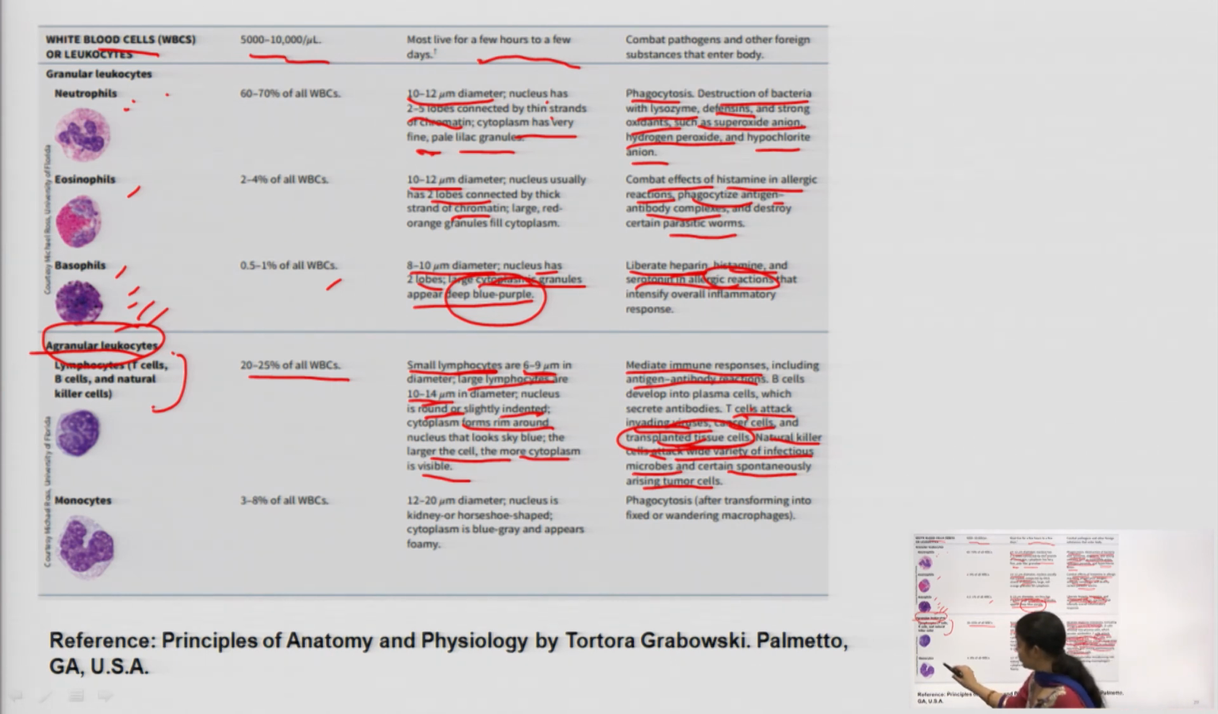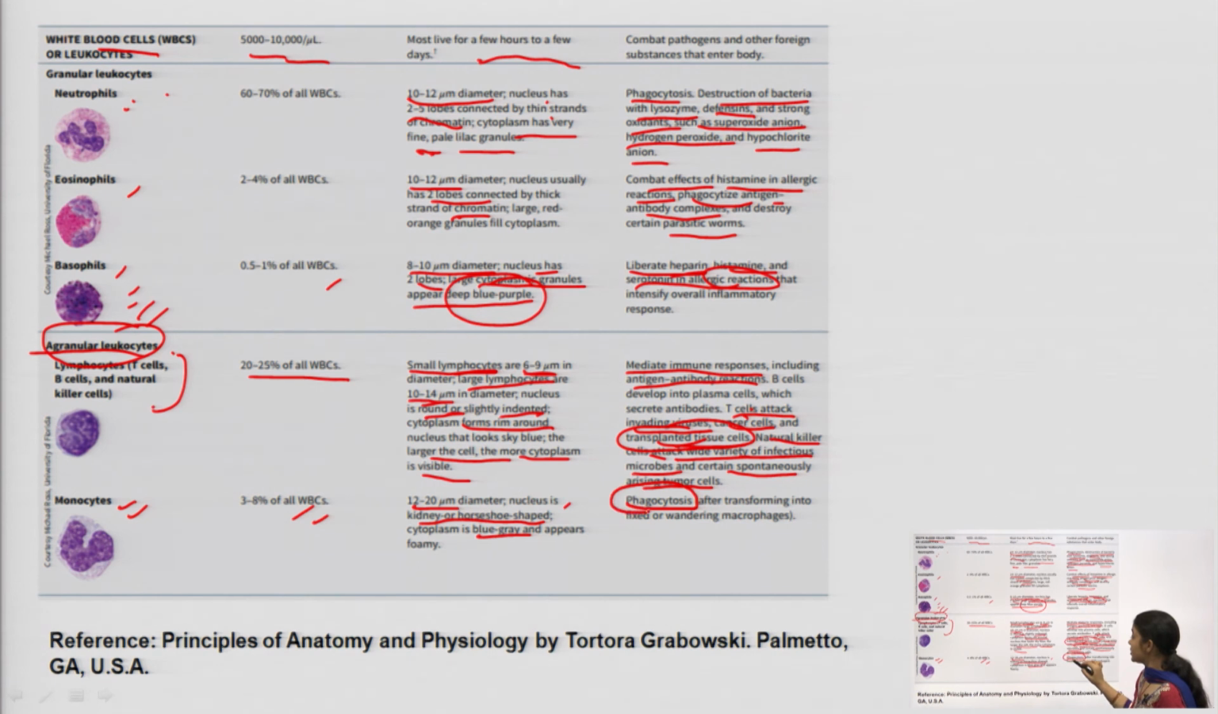Now come to the monocytes. They are 3 to 8% of all WBC. Their diameter is 12 to 20 micrometers. The nucleus is kidney or horseshoe shaped. See here, this is kidney shaped, this is horseshoe shaped. And the cytoplasm is blue grey and appears foamy.